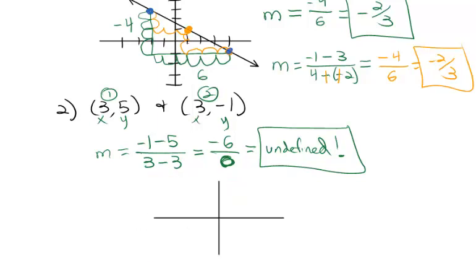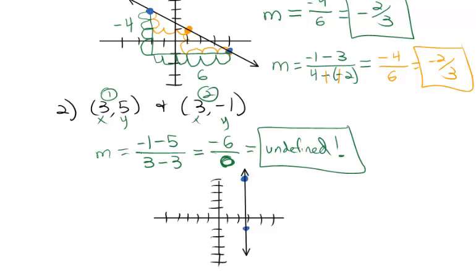and we're going to go out to 5 here. 1, 2, 3, 4, 5. The first point is at 3, 5. The second point at 3, negative 1.